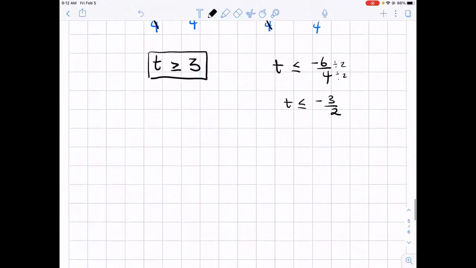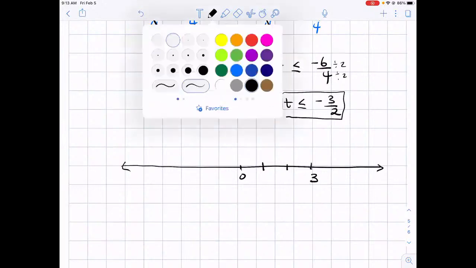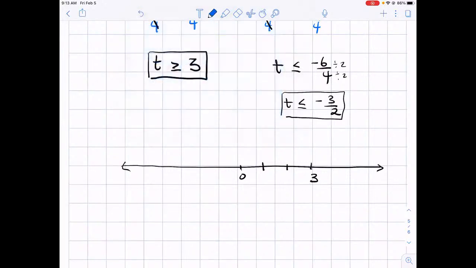So let's put this on the number line. So here is my algebraic solution. On the number line, graphically, what does that look like? Well, here is 0. 1, 2, 3. 3 is here. t is greater than or equal to 3. So now, greater than or equal to, so we have to use brackets. And then since it's greater, I'll be going towards my right.